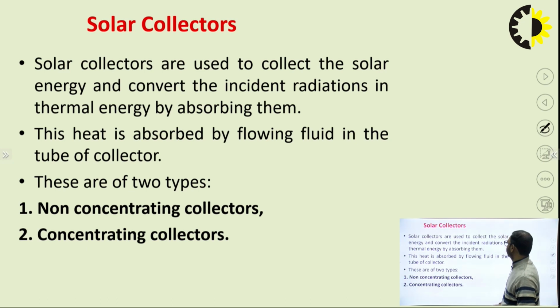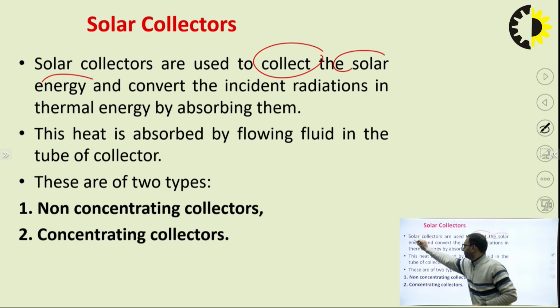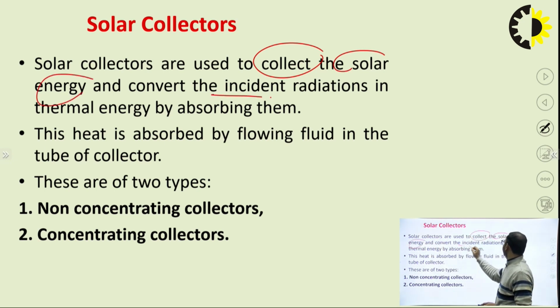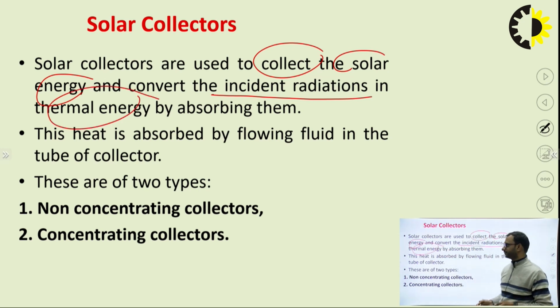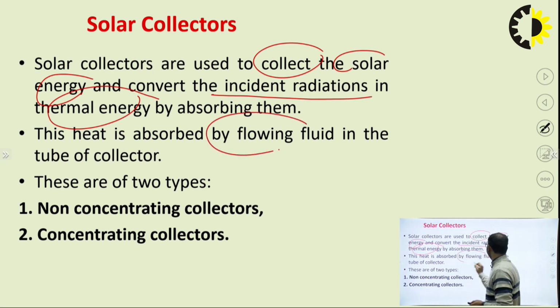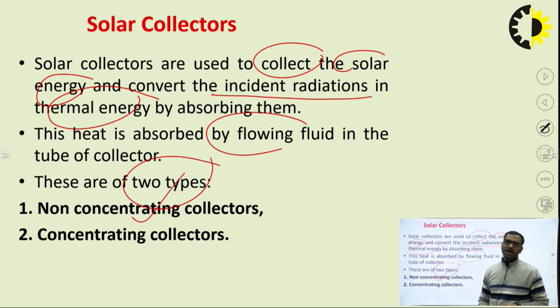So, what is solar collectors? Basically, solar collectors are used to collect the solar energy and convert this energy into thermal energy by absorbing heat. So, the heat is absorbed by flowing fluid in the tube of collectors. Solar collectors are further classified into two types. First one is non-concentrating type collectors and second one is concentrating type collectors. So, in subsequent slides, I will discuss what is non-concentrating collectors and what is concentrating collectors in detail.